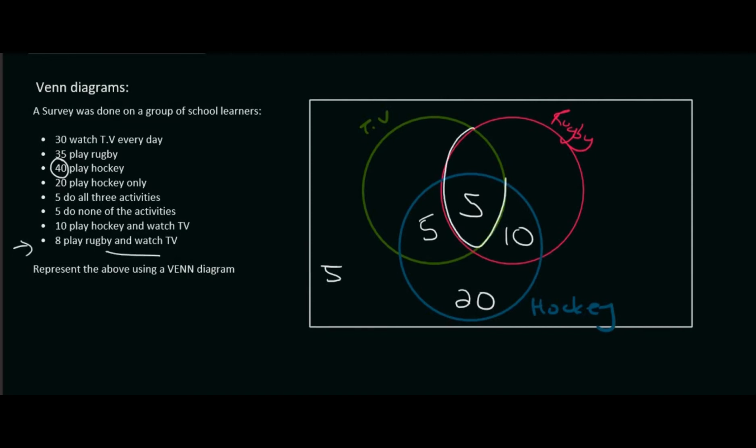Well, that's this part over here, and they've told us that that should be 8, which means that if this is already a 5, then 8 minus 5 is 3. Now, TV is almost complete. We just need the last piece, and they told us that there are 30 people who watch TV, so that's 5, this is already 5, 10, 13, so that's 17 people to go over there.